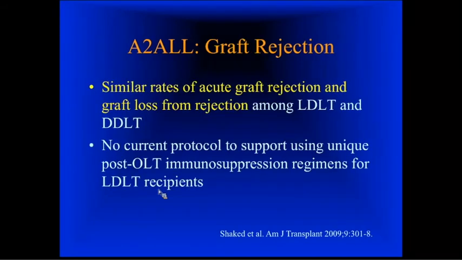Graft rejection: there was a thought in the beginning that maybe using a live donor, a donor who was related by blood, would result in less chance of rejection because of similar immunologic makeup compared to a donor who was not related by blood. But over the years, we've observed that there really is no difference between getting a graft from a live donor who was either related by blood or not related at all. At this point, there's no current protocol recommended to support using a unique immunosuppression regimen for recipients early on or even afterwards who've received grafts from live donors.